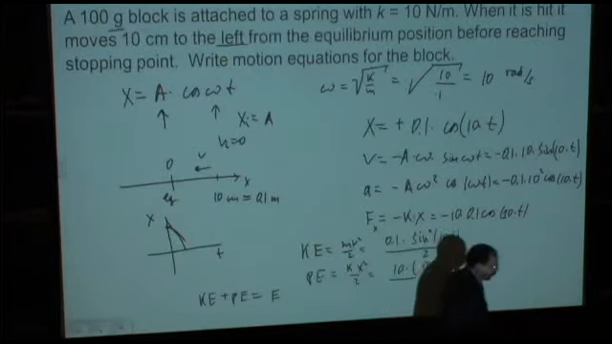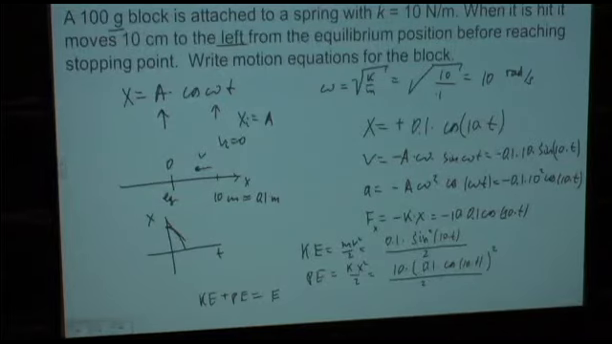So to calculate this constant, the easiest way is using the expression for potential energy, k times x squared divided by 2. At the maximum displacement, x becomes equal to the amplitude. So k is 10. The amplitude is, let's write it down, 0.1. 0.1 squared divided by 2.